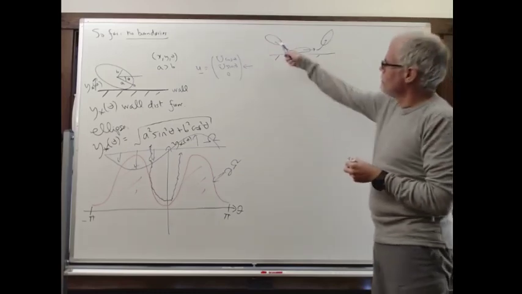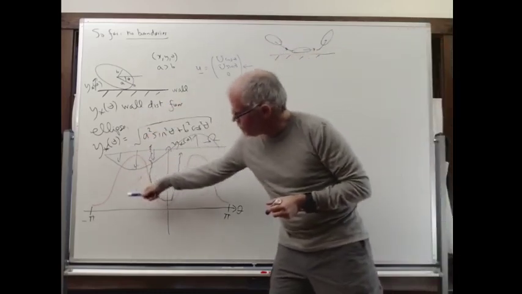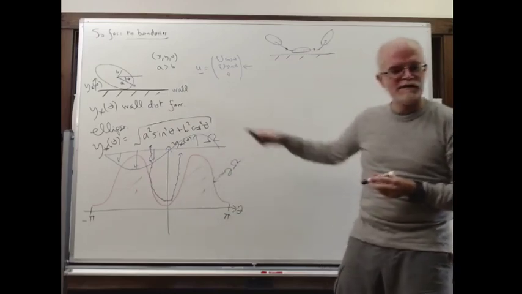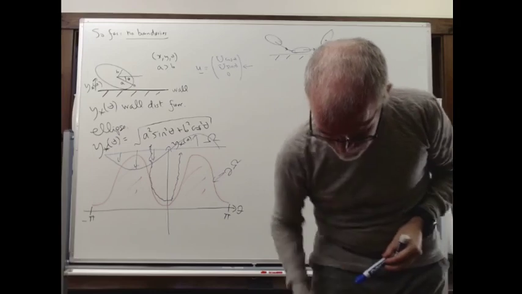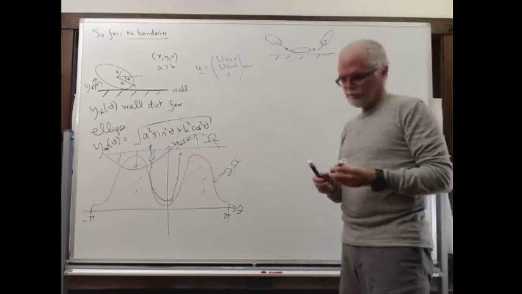Okay. So again, this is approaching the wall, so that's the left side of my domain, and this is leaving the wall, so that's the right side of my domain. All right. Questions so far?